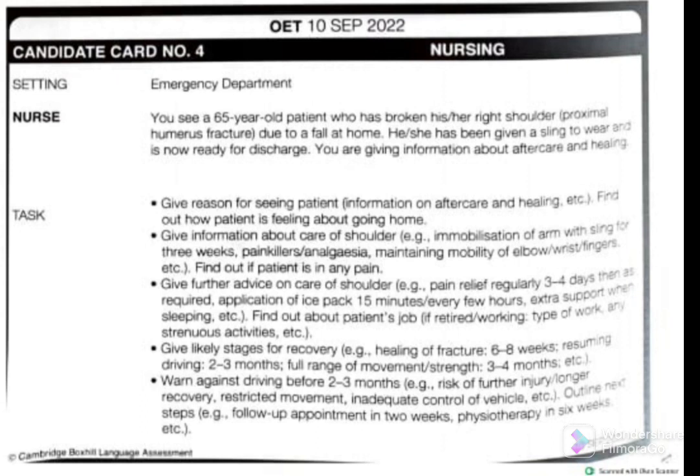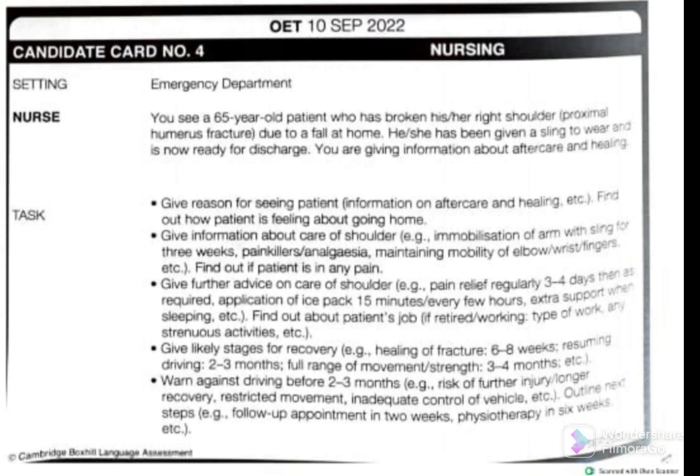Actually, for your injury, the healing process of the fracture will take 6 to 8 weeks. You can resume driving after 2 to 3 months, and your full range of motion and strength can be regained after 3 to 4 months. So this is the recovery stage. I hope it's clear for you. Then the patient may tell that, yes, it's clear for me.